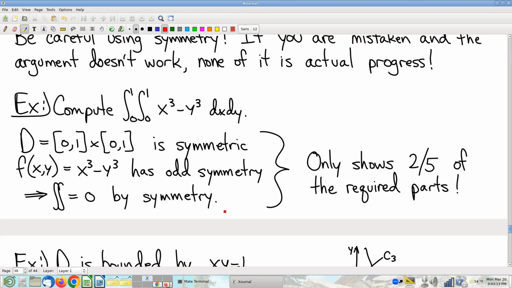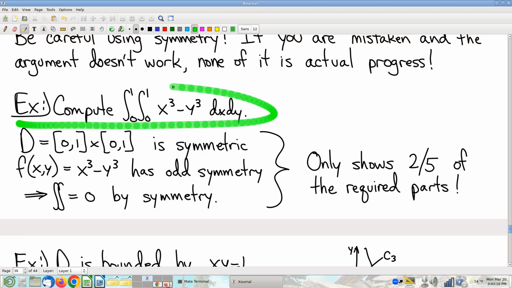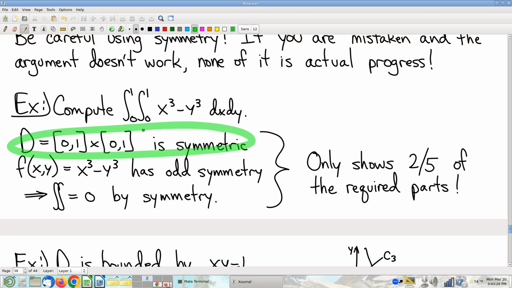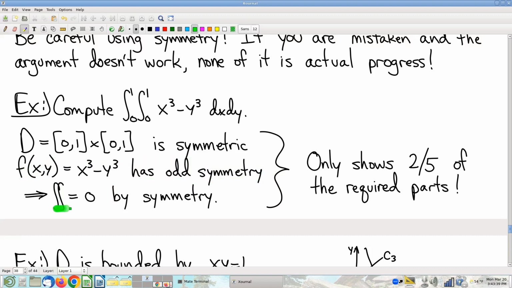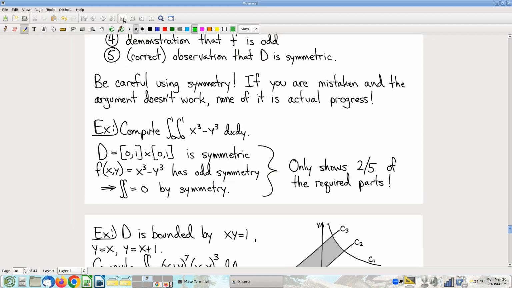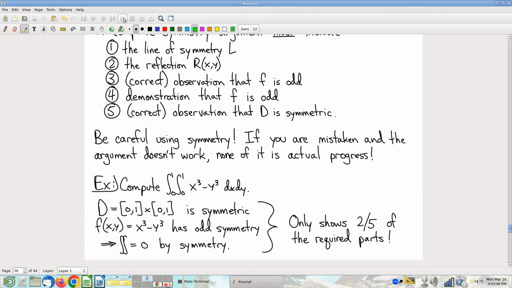Now here's a, I'm going to call it a bad example. The question is to compute this integral right here, and the hypothetical student writes as follows: notes that the domain is symmetric, no justification given, no justification needed. Notes that the function has an odd symmetry. That is a true statement also. The student then immediately claims the integral is 0 by symmetry, and this student has done 2 of the 5 required steps.